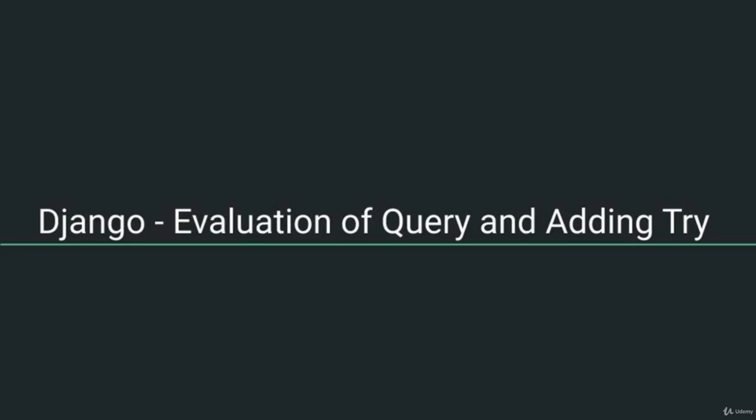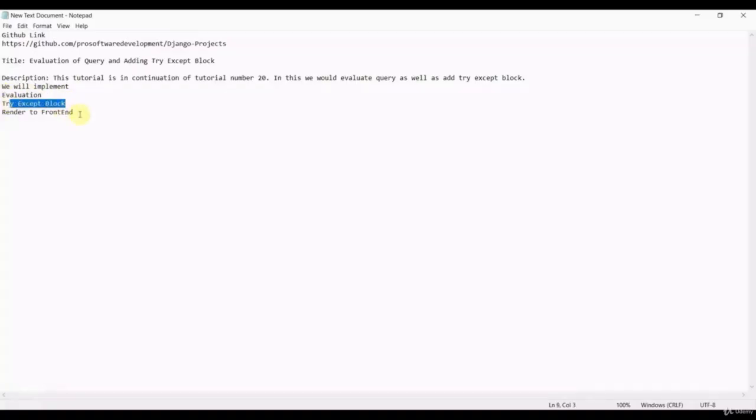With this, basically what we are going to do in this tutorial is evaluate the query and add a try except block. This tutorial is a continuation of tutorial number 20. In this we would evaluate the query as well as add a try except block. So we will implement evaluation, the try except block, and render to the front end part. So this is going to be an interesting tutorial. So let's get started with this.